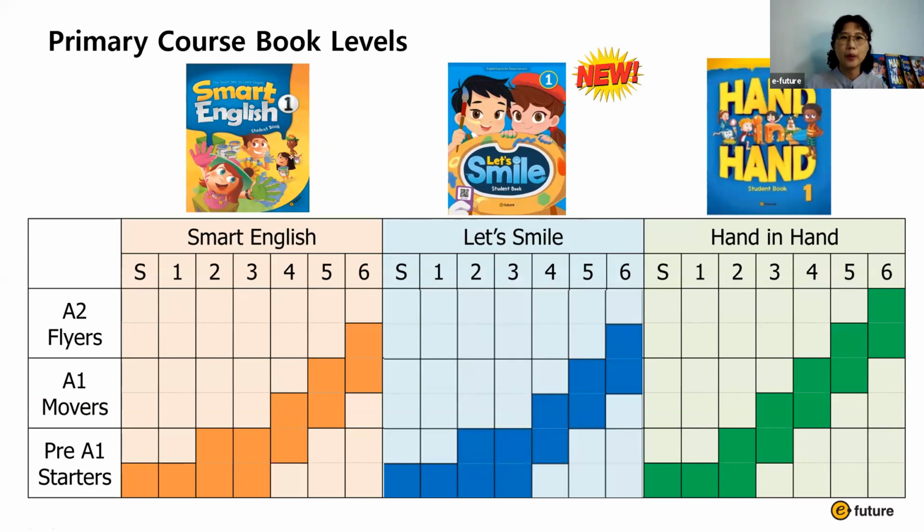And here are the primary course book series, Smart English, Let's Smile, and Hand in Hand. Let's compare the levels. Smart English and Let's Smile have the same levels, from pre-A1 to A2. Hand in Hand covers all the targets from A2 Flyers level. Whereas with Smart English and Let's Smile, can you see a little bit of a gap here? So the level is a little bit lower than Hand in Hand. Smart English and Let's Smile are the same level, a little bit lower than Hand in Hand, but we still cover from pre-A1 to A2.